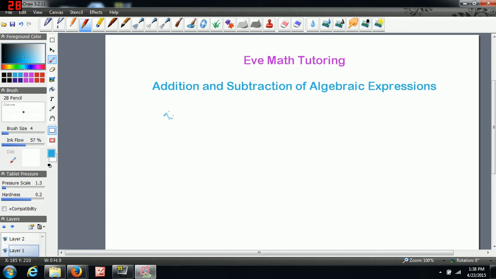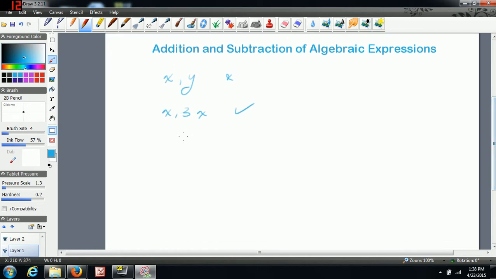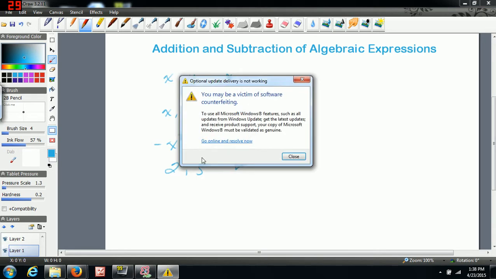So if you have something like x and y, you know that those are not considered like terms. But if you have x and 3x, those are considered like terms. If you have negative x squared and 5x squared, those are considered like terms. I hadn't covered negatives in the previous video, so the negative does not affect whether they're like terms or not, kind of like how the coefficients in front don't affect it as well, okay? So if we had the numbers 2 and 5, those would be considered like terms because they're both numbers.